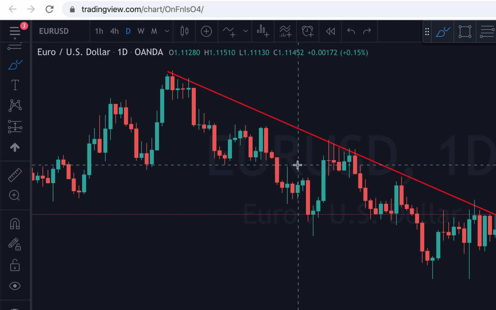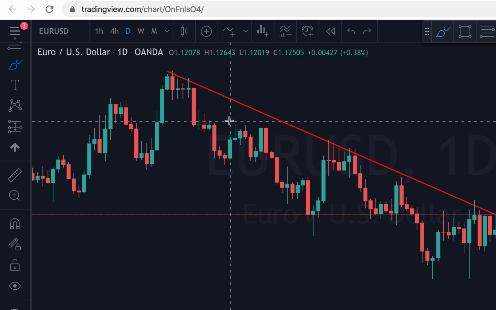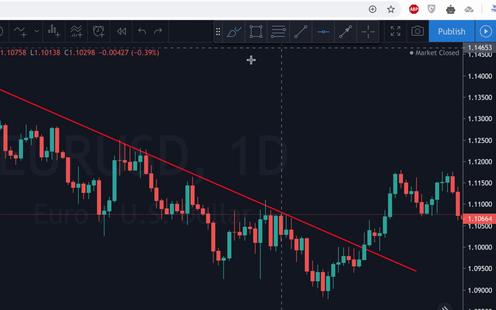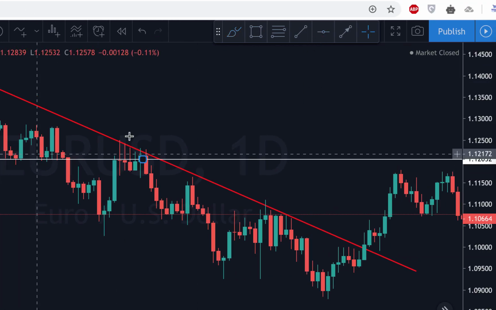Okay, so once you have connected the lower highs, as many as you can, the next thing you're going to do is draw lines from the swing lows.